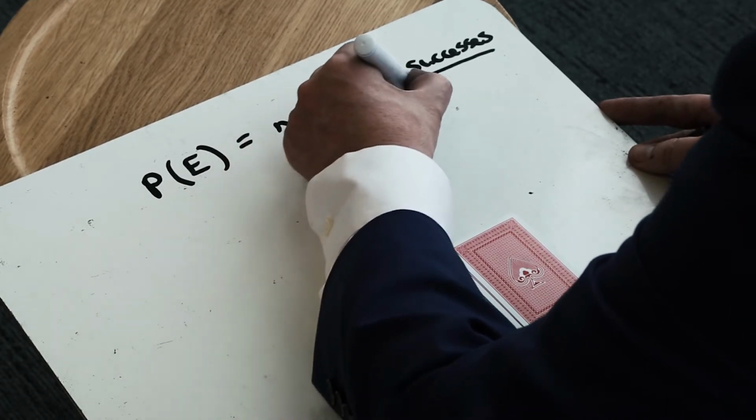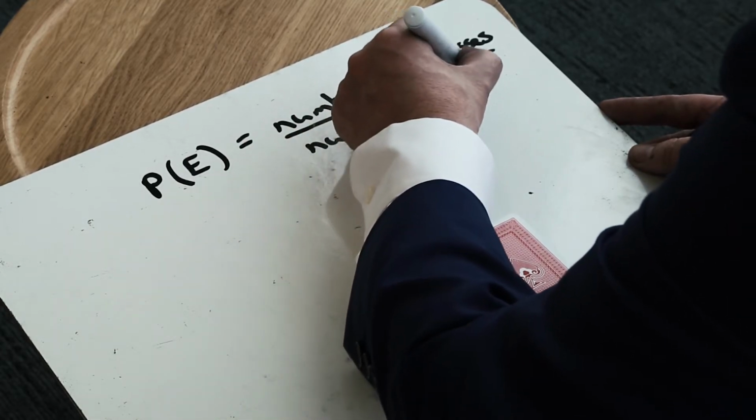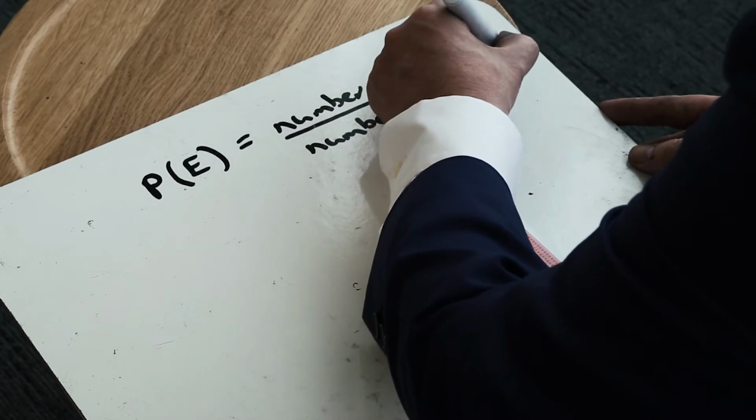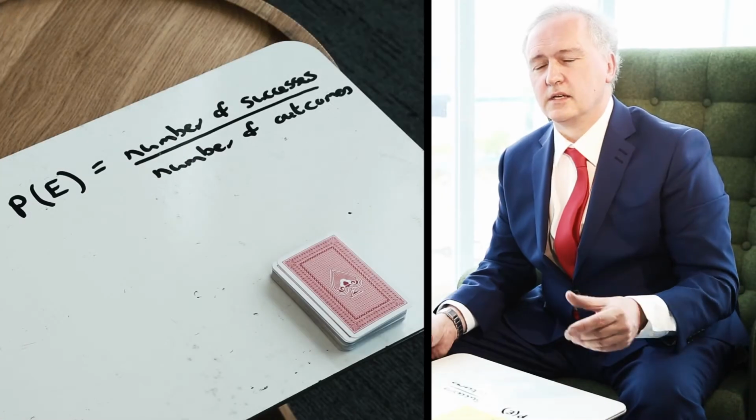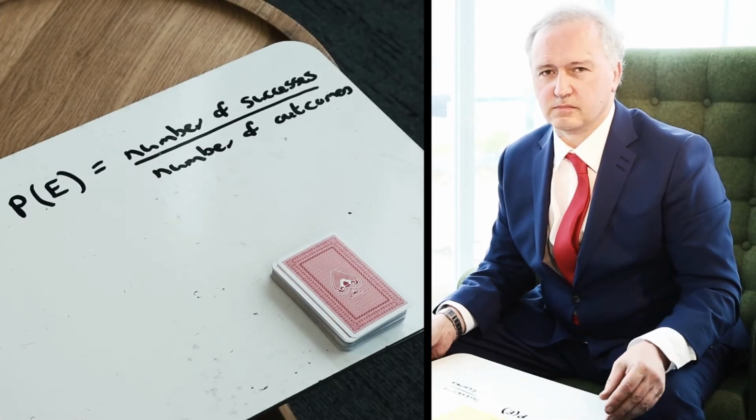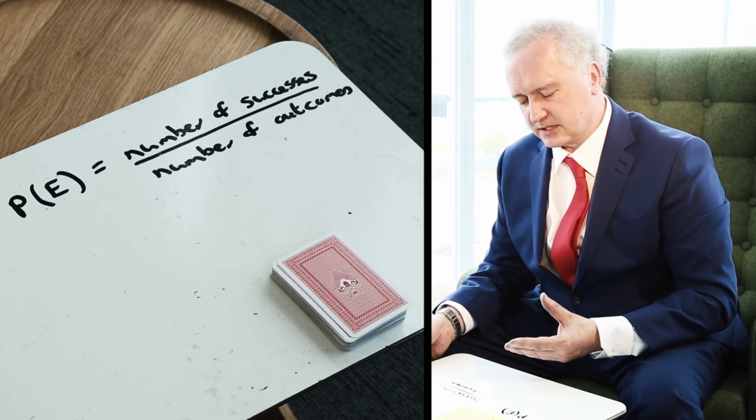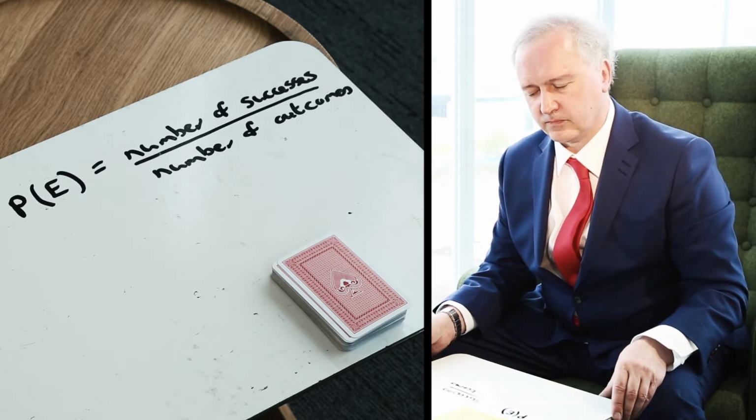So consequently, if I flip a coin, a fair coin, and I want it to land on heads, the chance of getting heads from a coin is 1 chance in 2. If I roll a dice and I want to get 6, the probability of getting 6 is 1 chance in 6. So we always look at the number of successes divided by the number of outcomes.